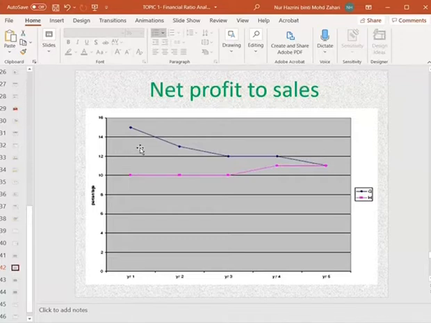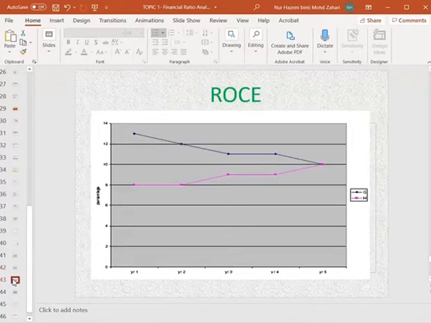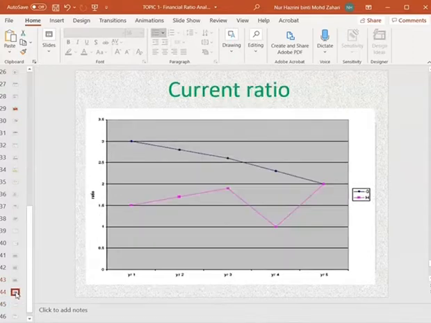For the net profit to sales, you can plot like this. You can say that net profit of company G for year 1 is still higher than company H, but throughout the years the net profit decreases. For company H, for years 1, 2, and 3 it is the same, but it keeps increasing. If you ask me, I prefer company H. So you will do the same for all of these ratios.